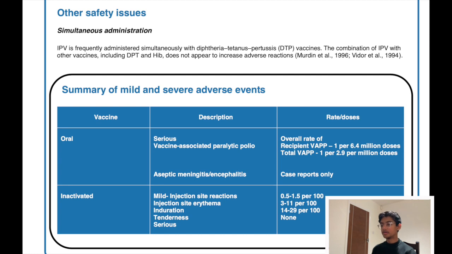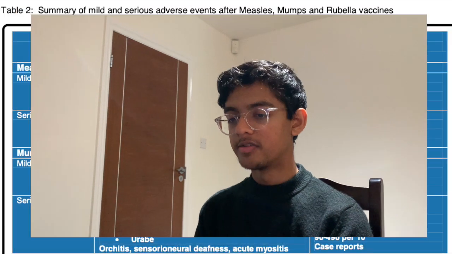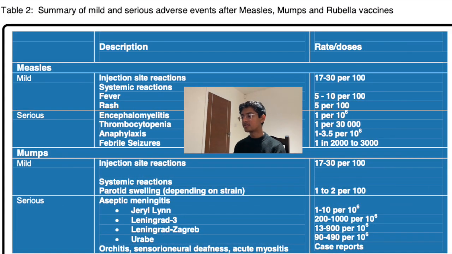MMR, let's have a look at this. MMR again is a very debatable vaccine. Measles, serious cases, it's 1 to 3.5 in a million for anaphylaxis, which is basically the worst allergic shock you can have. Thrombocytopenia, which is basically low levels of platelets in your blood, the stuff that helps you clot your blood, is 1 in 30,000, but you can get a lot of help for that.